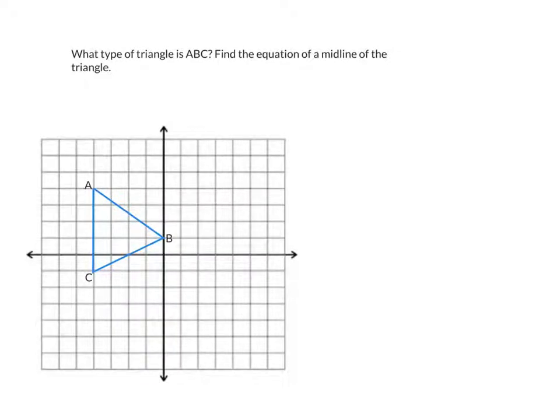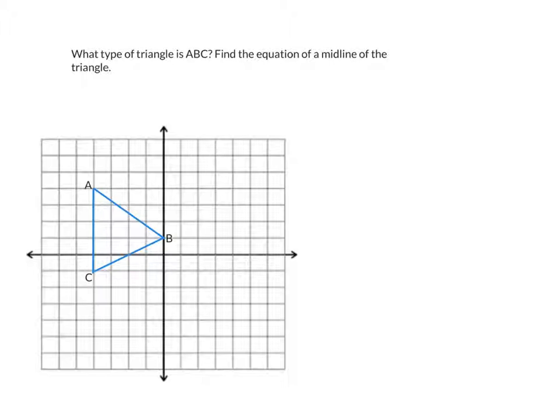Alright, so we've got another day, another set of problems. And once again, we are continuing with this theme of algebra and geometry kind of together. So we're going to be writing some equations of lines, finding slopes, midpoints, all that good stuff, but with past geometry concepts. Alright, so what type of triangle is triangle ABC?